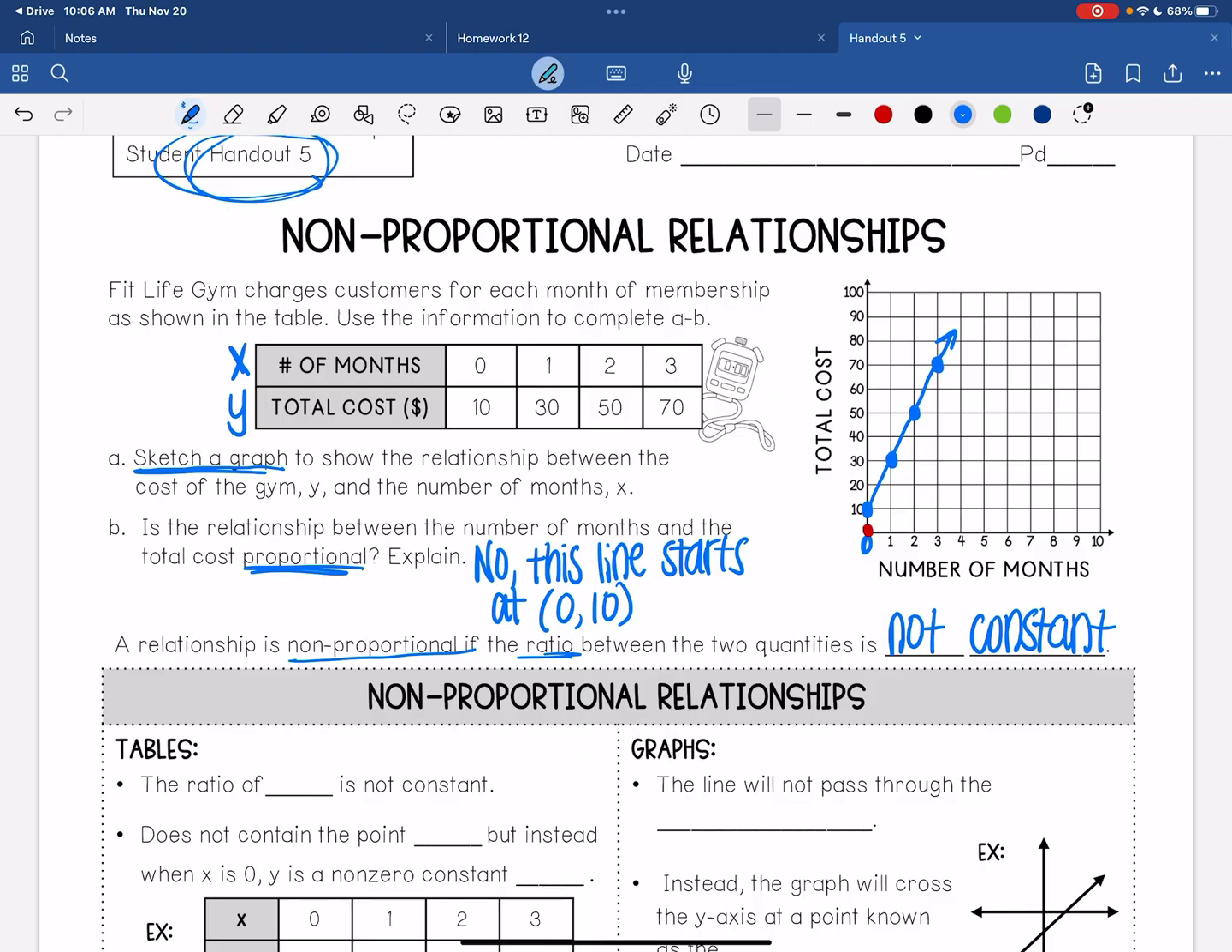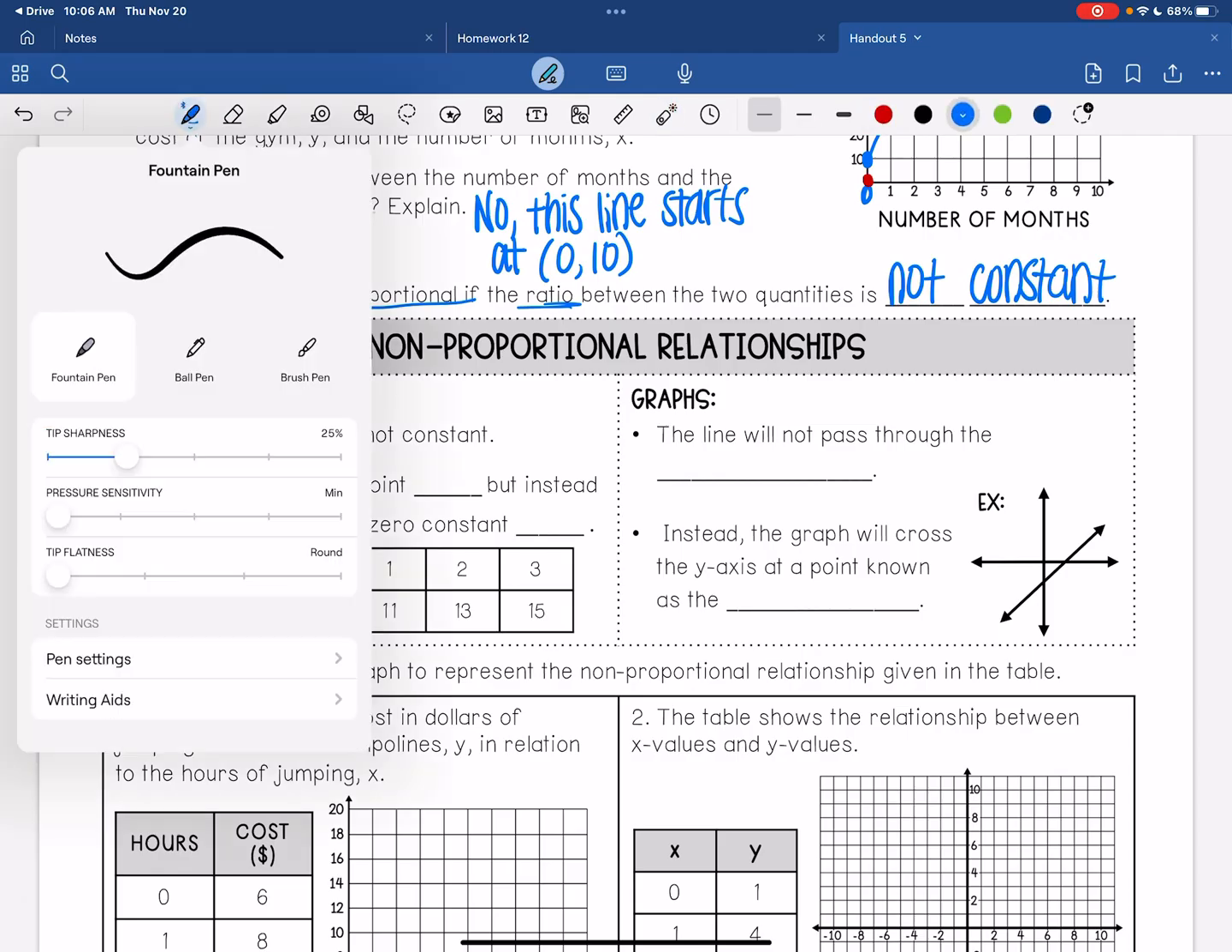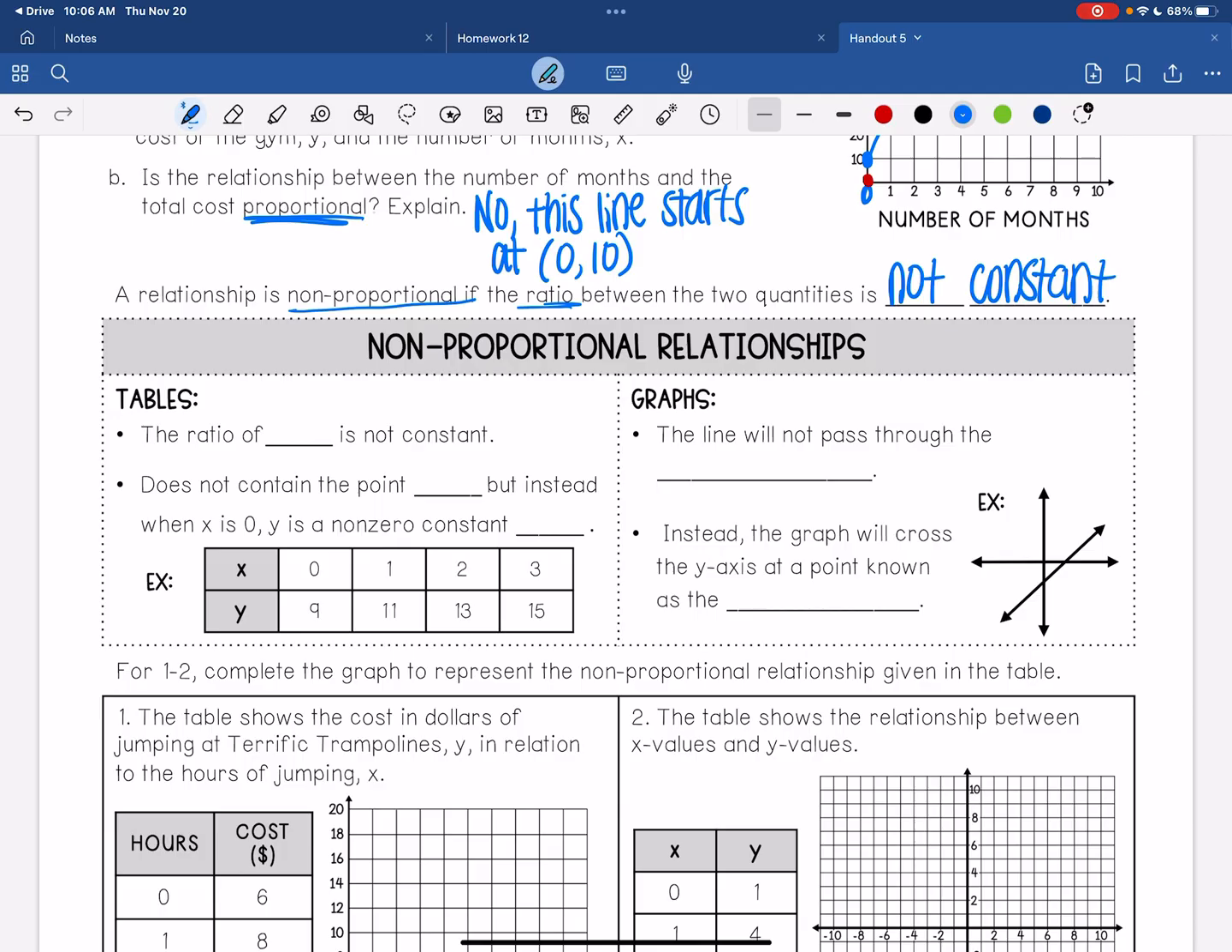All right, down here in this box on the left, we're talking about tables. So we know with tables, the ratio of y over x is not constant anymore. And we no longer have the point 0, 0. We do not have the origin anymore. Instead, we're going to have the point 0 and some other number. So you can see right here in this table, I have this point 0, 9. That is our b now, our y-intercept.